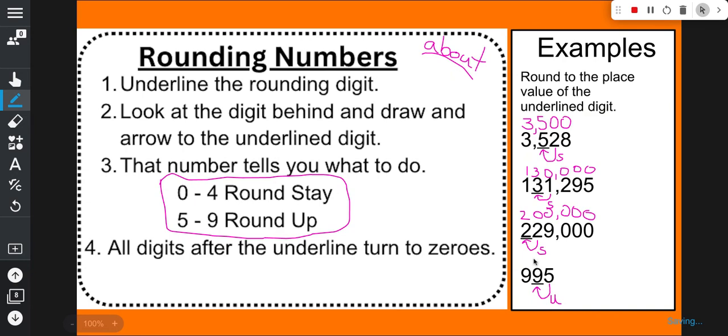So the 9 becomes a 10. So that's going to be a 0, and I'm going to add one more to this 9. So that's going to become a 10. And the 5 turns to a 0. So in that case, my answer turned to 1,000. Again, if we were doing word problems and it ever said the word "about," make sure that you're using these rounding strategies to come up with the correct answer.